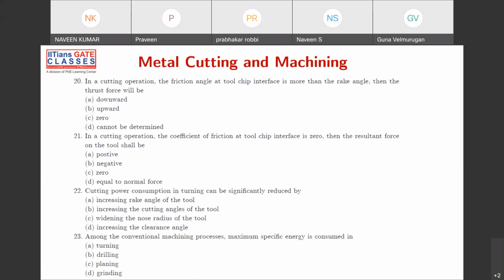Okay, for this you have to use that Merchant circle. That big Merchant circle we have seen, isn't it? There we have seen that FT by R is equal to sine (beta minus alpha), if you remember that Merchant circle. And then they say, in the cutting operation, the friction angle at the chip-tool interface, the friction angle beta is increasing, more than the rake angle, then the thrust force will be, they are saying, right? So the friction angle at the chip-tool interface is more than the rake angle.